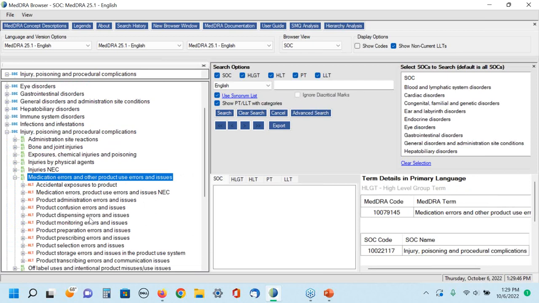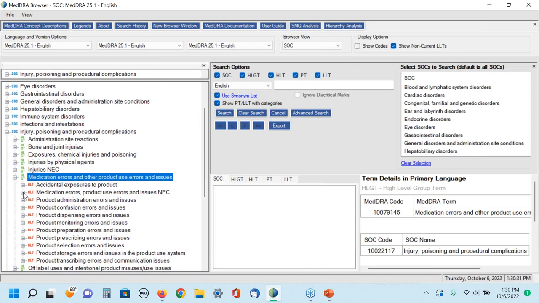And when I start there and begin to look at the various topics that I can start to look in, I see accidental exposures to products. I see a number of things related to various stages of the drug delivery process: the administration, dispensing, the preparation, the prescribing. But I can assure you, looking through these, I'm not going to find something that's really going to help me with what I'm concerned about, which is a dose calculation problem. Instead, what I'm going to land on here is medication errors, product use errors, and issues not elsewhere classified.